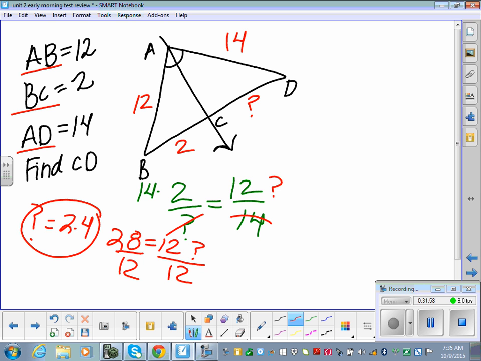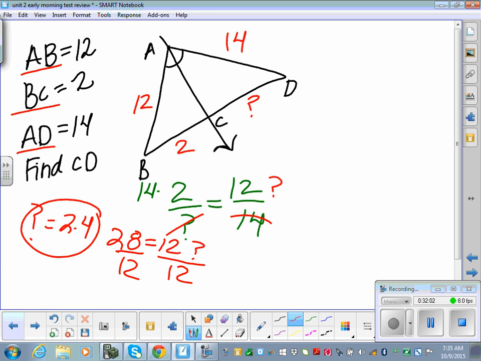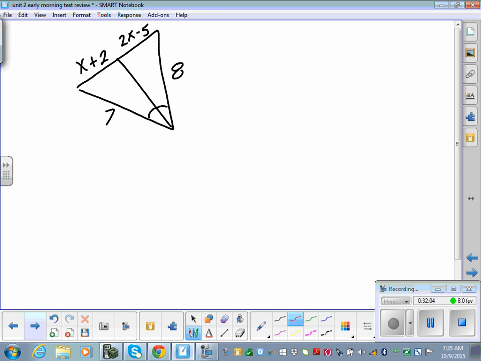Okay, questions on that one? No questions on that one. Okay, we won't go through and solve this one, but if you saw something like this, it's an angle bisector, just like the other one. So we would set up our ratios such as x plus 2 over what?